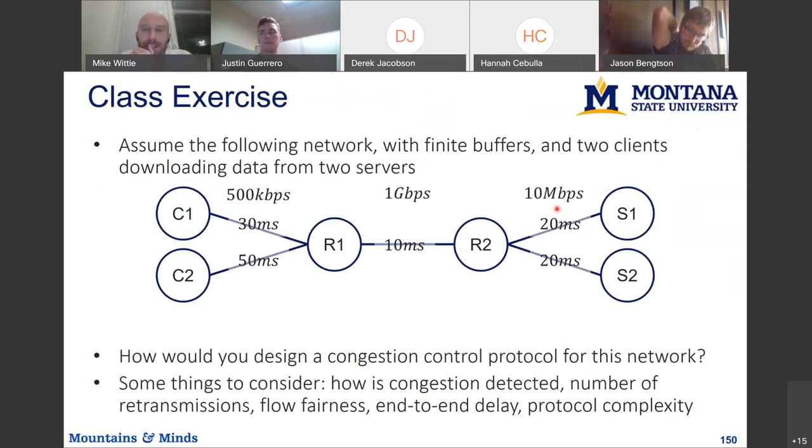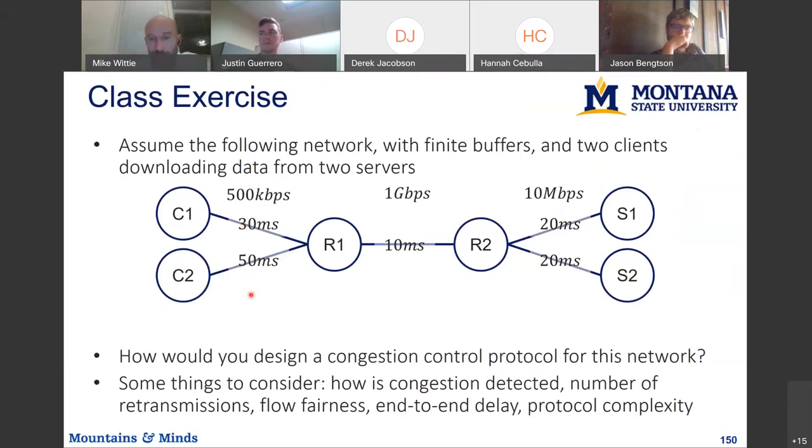So normally what I would do is throw up the scenario where you have some network, and then you try to design a congestion protocol for this network. So we have two clients and two servers. Client one talks to server one, client two talks to server two. There's some capacity of those links, and the only difference between client one and client two is that client one has less latency than client two. Okay, and then they share some capacity here. And then these are the bottleneck links, right?